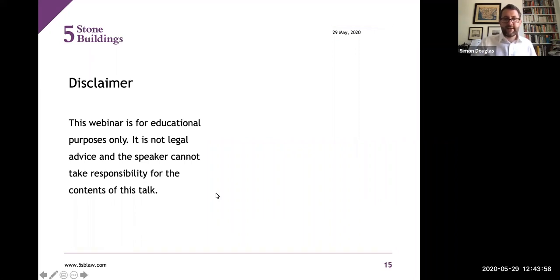So the next question: can a nil rate band discretionary trust still be useful where you have spouses who both have children from previous marriages? They both want to provide for the survivor during their lifetime, and on the second death, they both want to ensure that the nil rate band goes to their respective children. I think the short answer to that is yes, certainly.